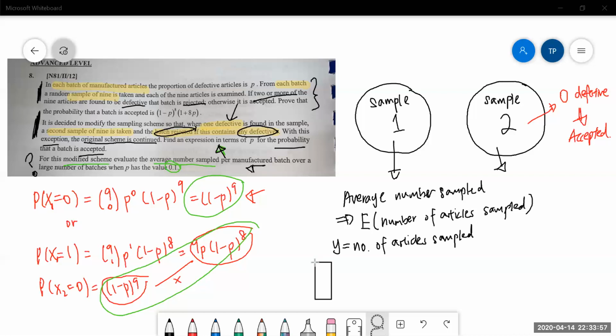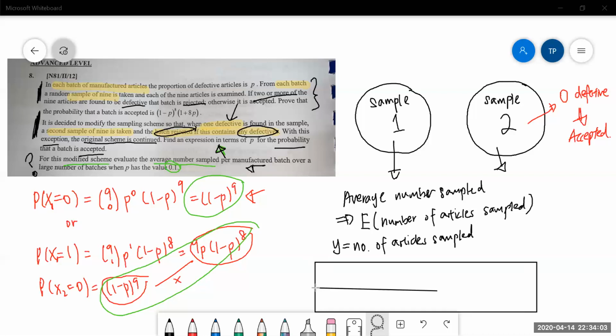Are you serious? Yeah lor, I wanted to question that also. This question damn siao. So the number sampled per manufactured batch, right? Over a large number of, okay, whatever lah.